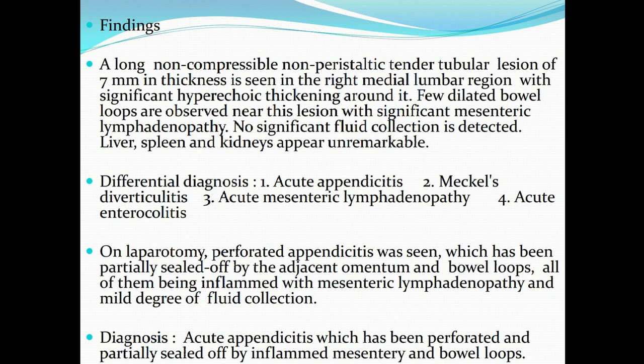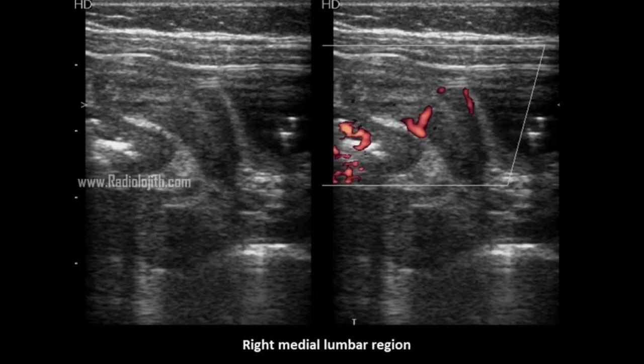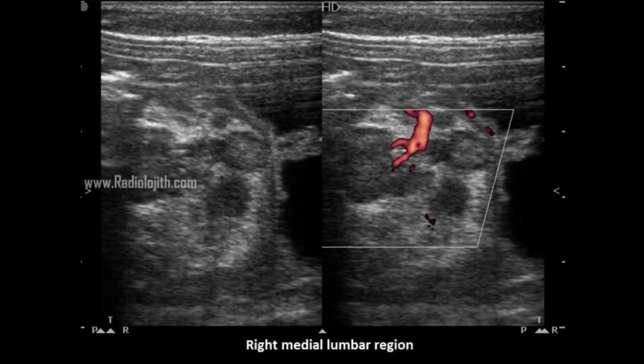The differential diagnosis for these findings could be, first, acute appendicitis; second, Meckel's diverticulitis; third, acute mesenteric lymphadenitis; fourth, acute enterocolitis. So this is an infant, almost an 8-month-old infant. The differential diagnosis by the ultrasound findings was either appendicitis, Meckel's diverticulitis, mesenteric lymphadenitis or enterocolitis.